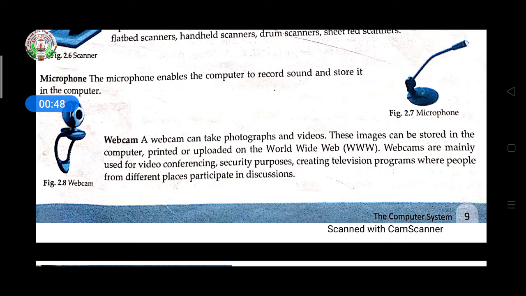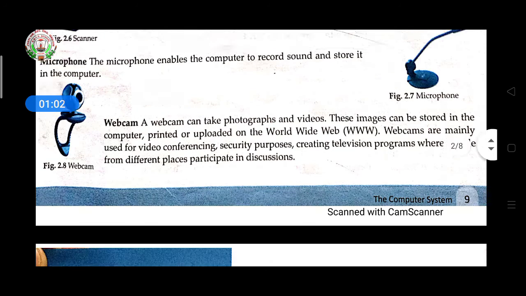So what is the use of a webcam? It is easy to take photographs. It is easy to make a video, and if you want to chat with anyone, with the help of this we are able to face chat and video conference chat.